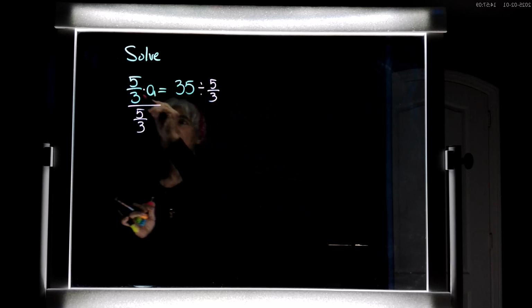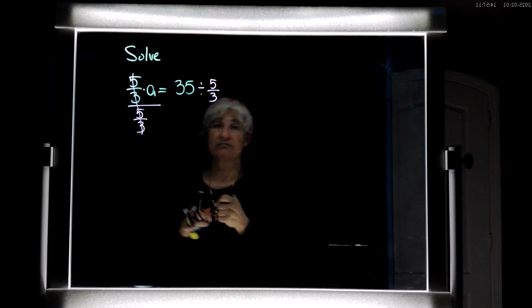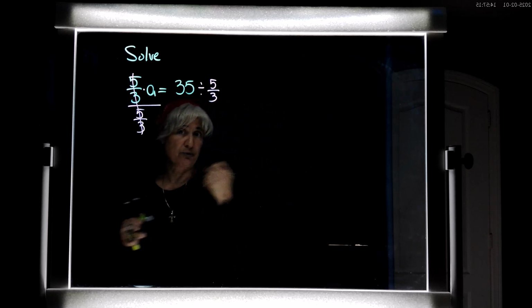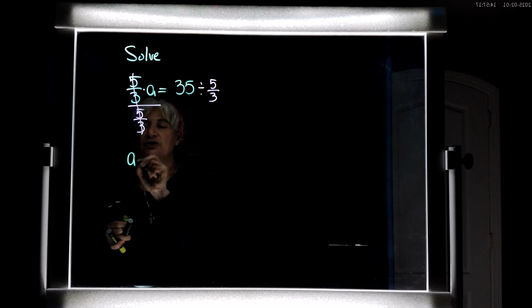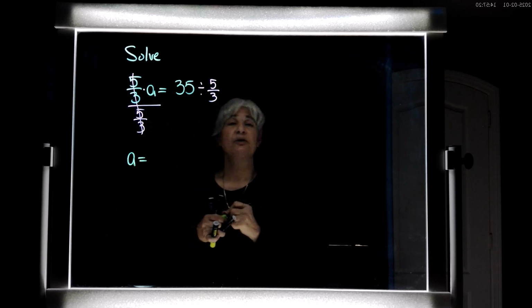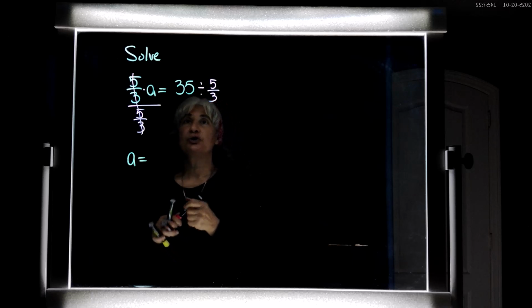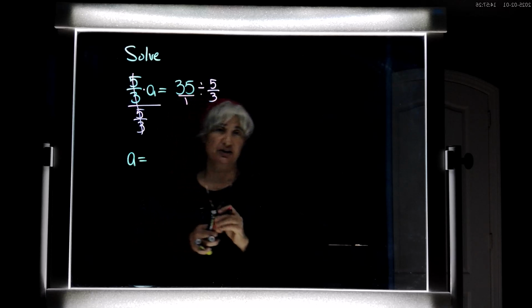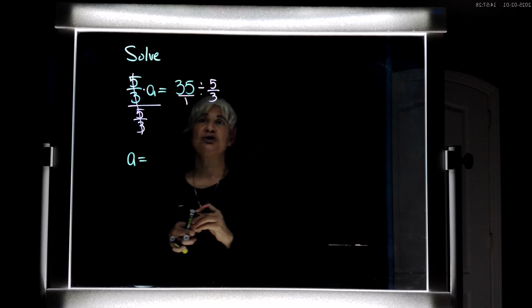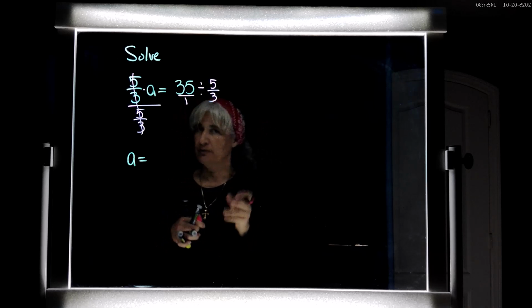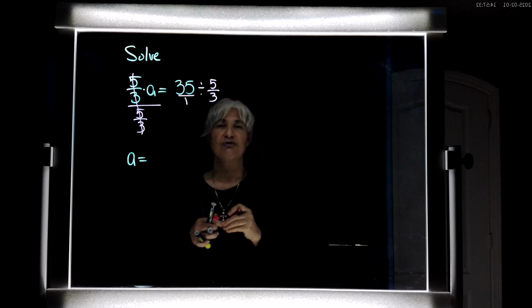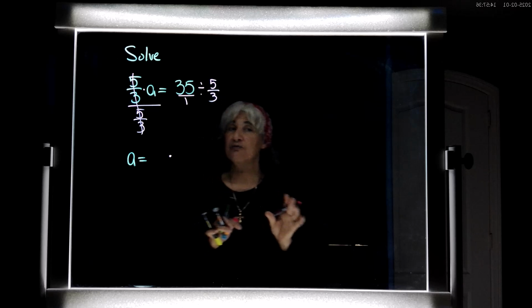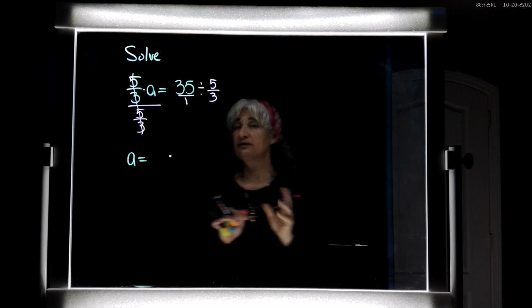Okay. So the 5 over 3 cancels itself out on the left side. So what remains? A. Good. Equals. Now on the right side, you have 35 as a fraction. So let's make 35 a fraction. And you are dividing fractions. Do you remember how to divide fractions? Right. It turns to a multiplication problem. That's true. Do you remember which one does the flipping?